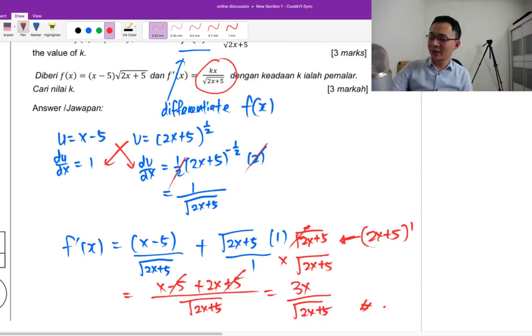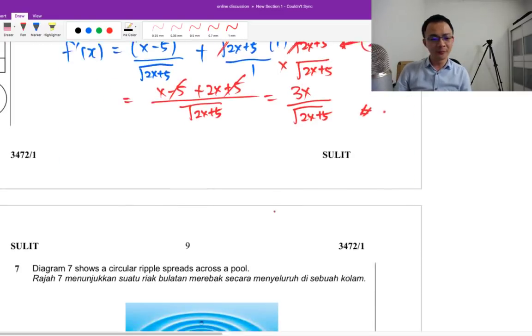Okay, you can assume the square root cancels out the square root, but then you don't write 2x plus 5 twice. Because when I straight away simplify like this, some students might think it will leave 2x plus 5 multiplied by 2x plus 5, which is not right. After you simplify, you actually have 2x plus 5 only. Alright, so I will move on to the next question.